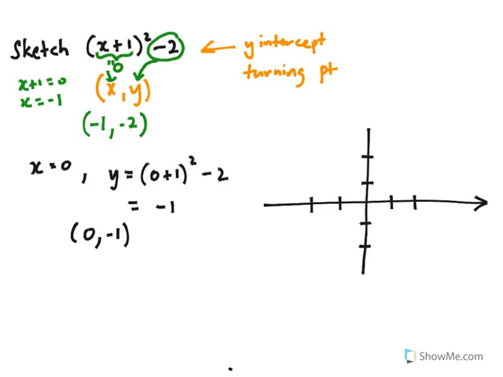So since you have (negative 1, negative 2), just label your axes. And you have (0, negative 1). So start plotting your points. You have (negative 1, negative 2), which is the turning point, here. And you have (0, negative 1), which is over here. So with these two, you would realize that your line of symmetry is right here. And when you sketch a graph, just make sure that it's going to look like this.